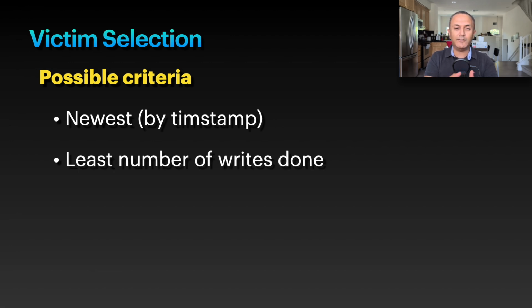Another option is choosing the transaction with the least number of writes so far. Again, if you're rolling back a transaction, you have to reverse any operations that have been done. So if it has already written a lot of information or done some updates, you have to reverse that, and that's going to be expensive. So again, we're trying to minimize the amount of work that needs to happen, so potentially roll back the transaction with the least amount of writes.